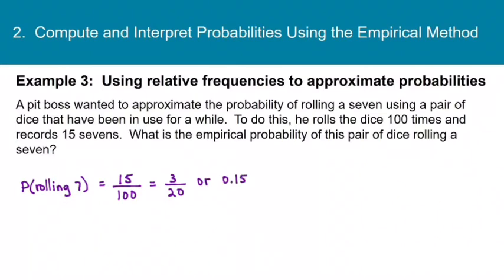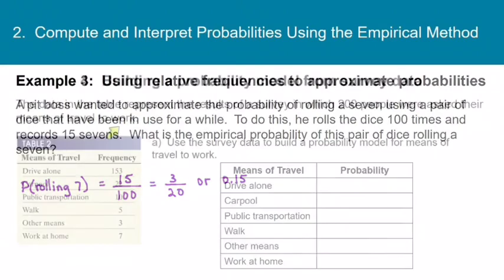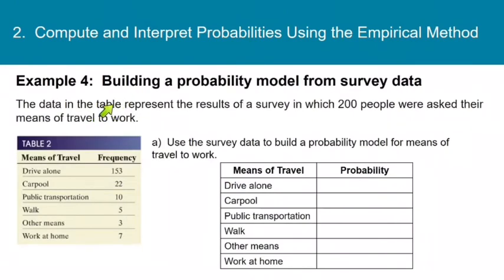Now do watch for instructions in MyLabs Plus that will tell you whether to submit your answer in fraction form or in decimal form. Okay, now we're going to build a probability model. This says the data in the table represent the results of a survey in which 200 people were asked their means of travel to work. Use the survey data to build a probability model for means of travel to work. So here we have our table, and these frequencies add up to 200.